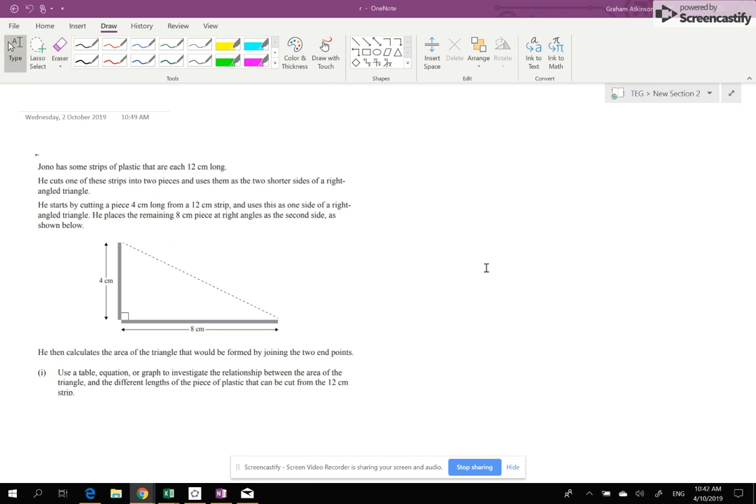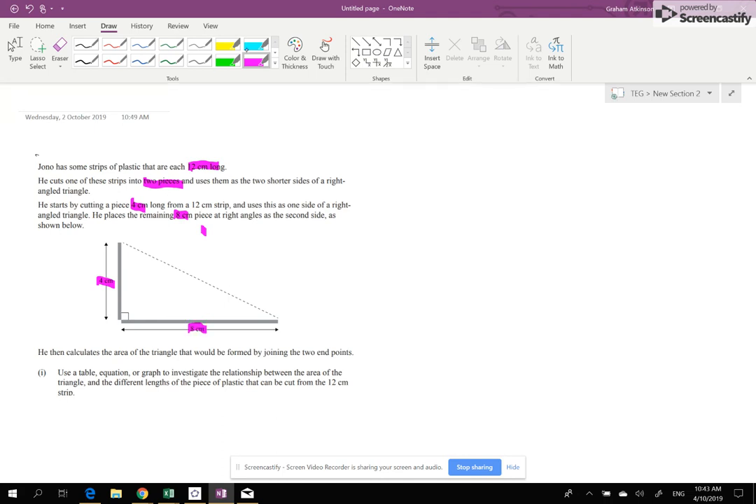So it's telling me that there is a piece of plastic that is 12 centimeters long. And they cut the piece of plastic into two pieces, and then they use those two pieces to make a right angle triangle. So he cuts a piece 4 centimeters long from the 8 centimeter strip, which means the last bit must be 8 centimeters because 8 plus 4 makes 12. And they've used that to make a right angle triangle.